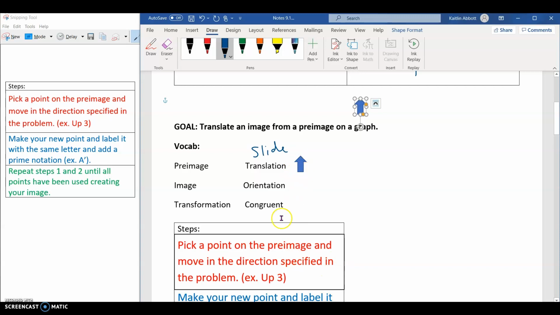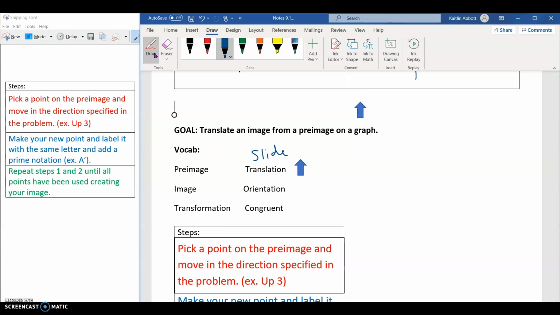Now this first arrow is my pre-image, or we like to sometimes abbreviate it to PI, pre-image. That's an ugly P. Then this one would be my image. These are normally labeled as, say, if this was A. Oh, that's an ugly A. So if this was A, this would be known as A prime.